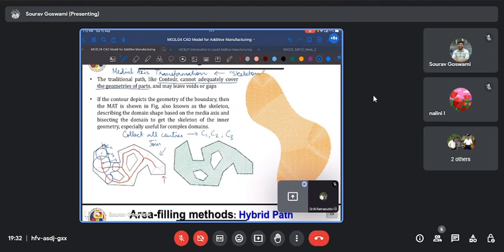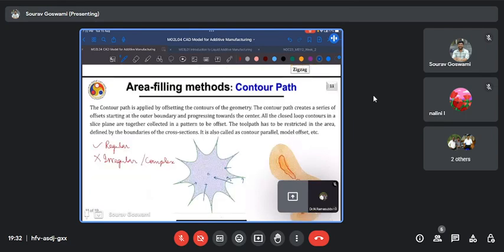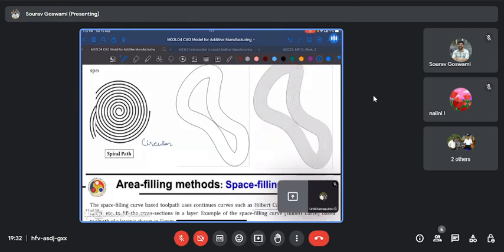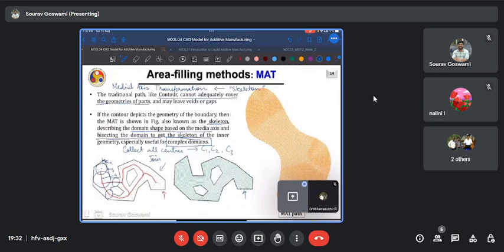And once we have the medial axis, we deposit by offsetting this medial axis, and we try to cover the entire contour. Also, as the slide says, it is known as a skeleton and helps describe the domain shape based on the medial axis. Bisect the domain to get the skeleton of the inner geometry. It is very useful for complex domains. So wherever the space filling path or the contour path fails, medial axis transformation really becomes handy.